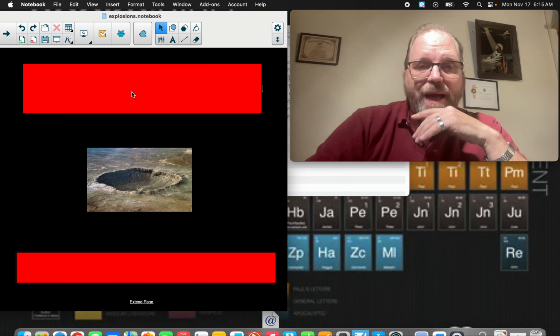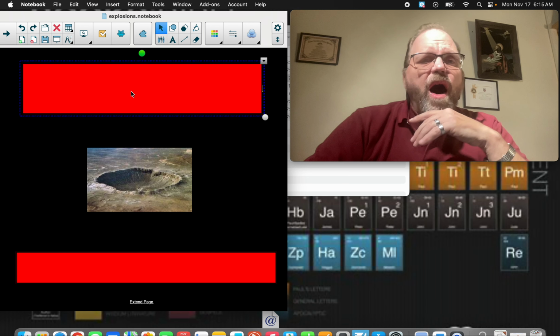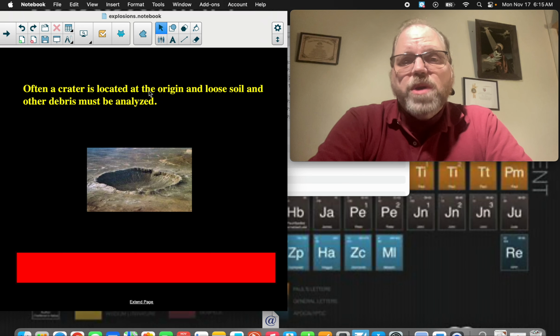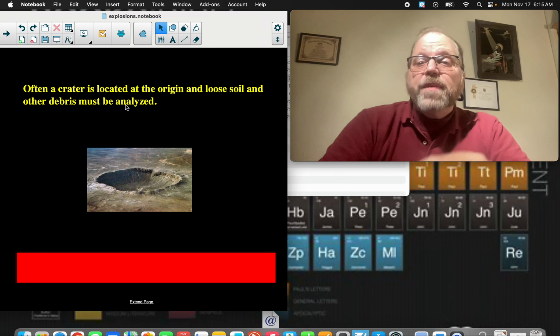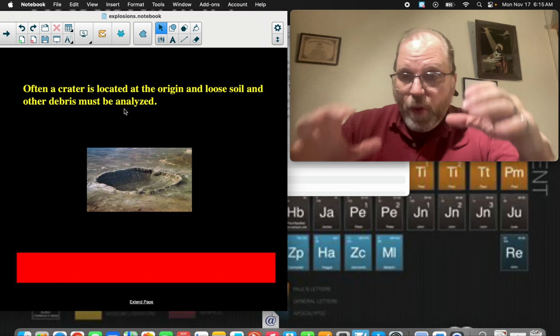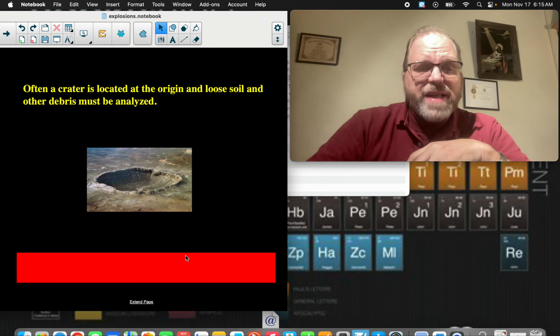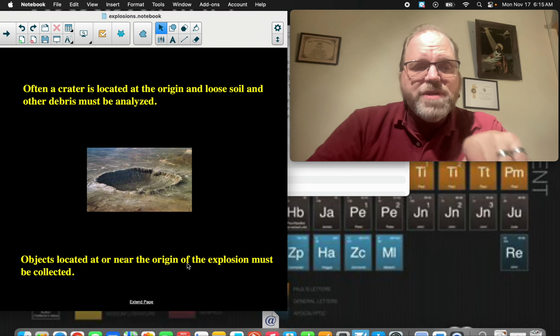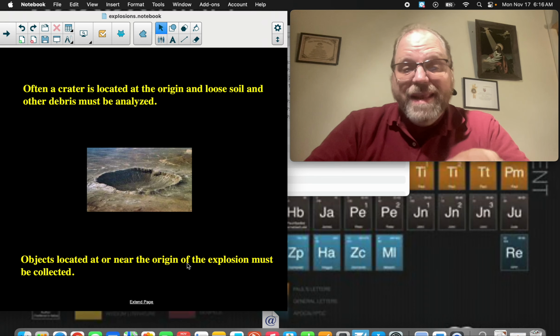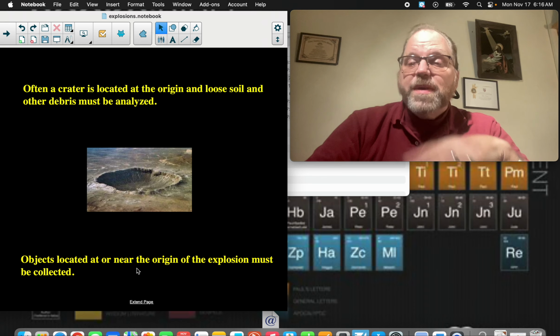Now, when it comes to the scene itself, often a crater is located at the origin of the explosion, along with loose debris, and that must be analyzed. The soil itself has to be looked at. Secondly, objects located at or near the origin of the explosion must be collected.